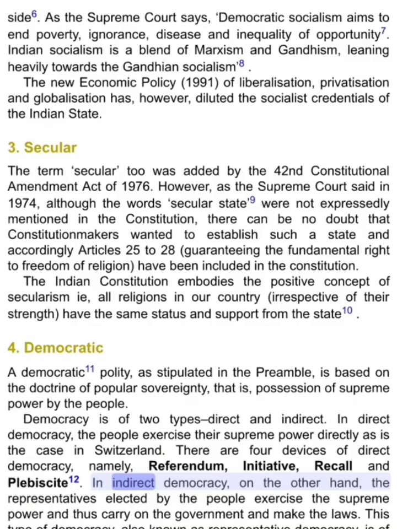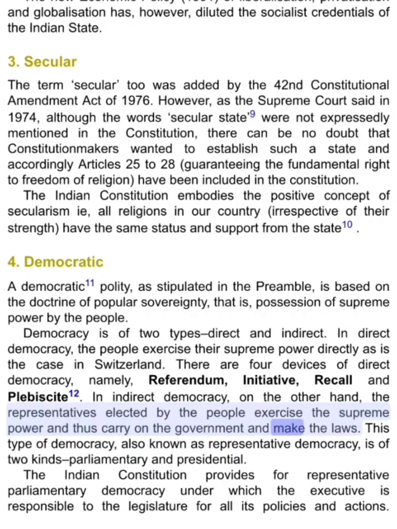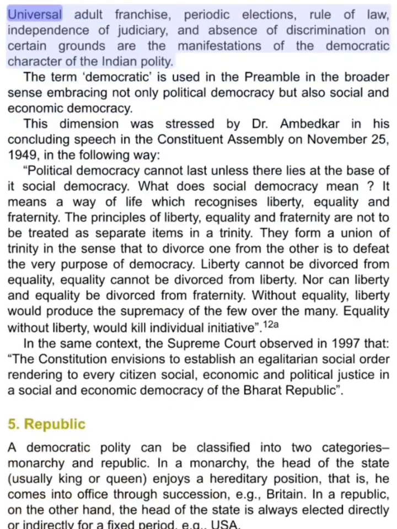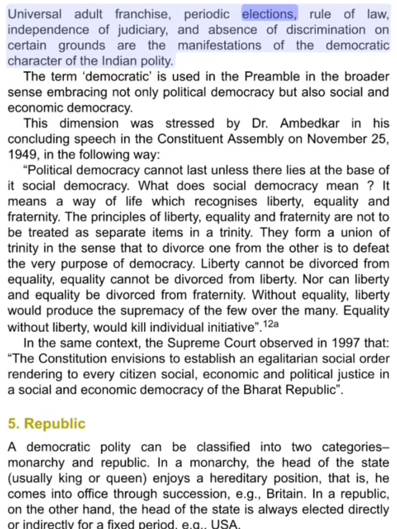In indirect democracy, on the other hand, the representatives elected by the people exercise the supreme power and thus carry on the government and make the laws. This type of democracy, also known as representative democracy, is of 2 kinds, parliamentary and presidential. The Indian Constitution provides for representative parliamentary democracy, under which the executive is responsible to the legislature for all its policies and actions. Universal adult franchise, periodic elections, rule of law, independence of judiciary, and absence of discrimination on certain grounds are the manifestations of the democratic character of the Indian polity.